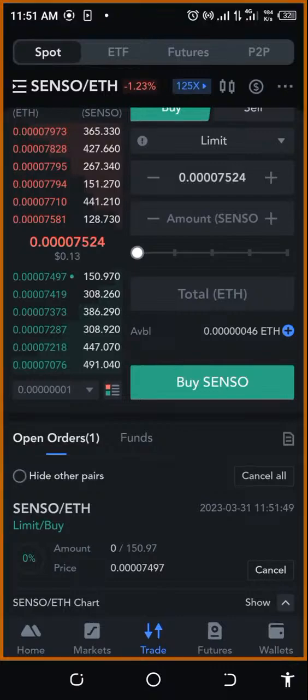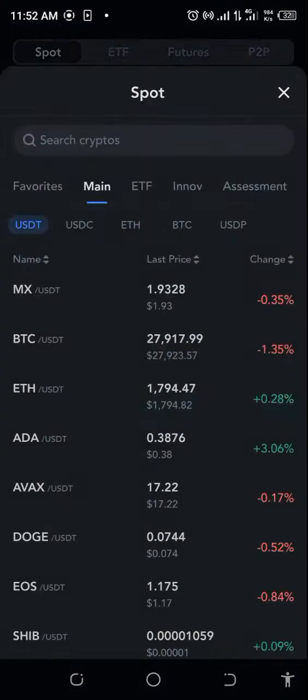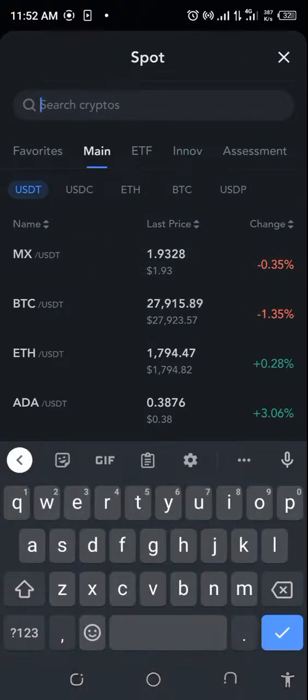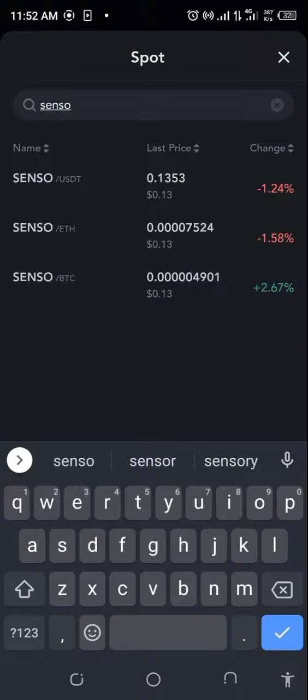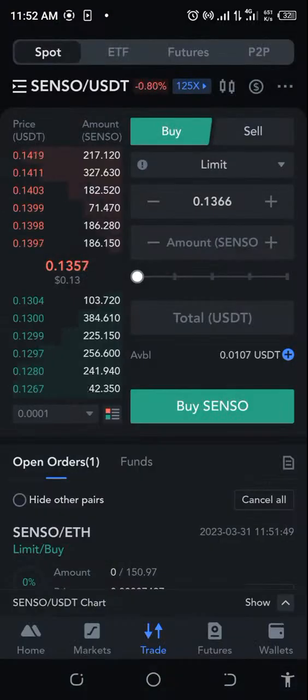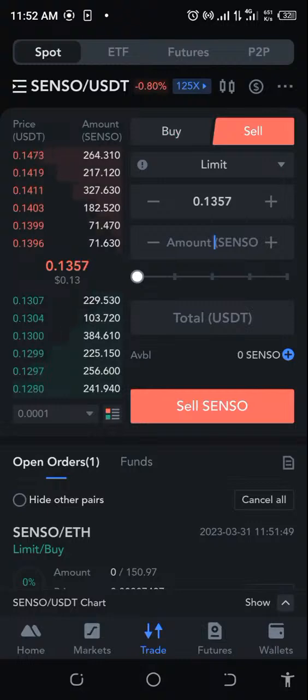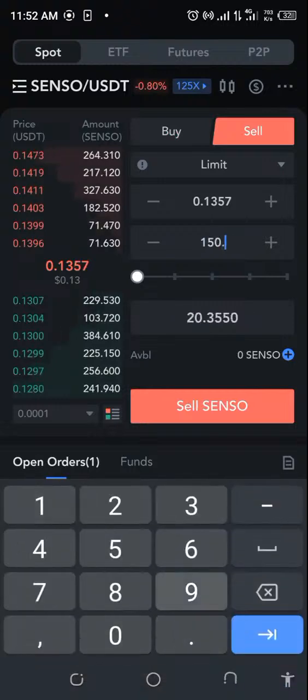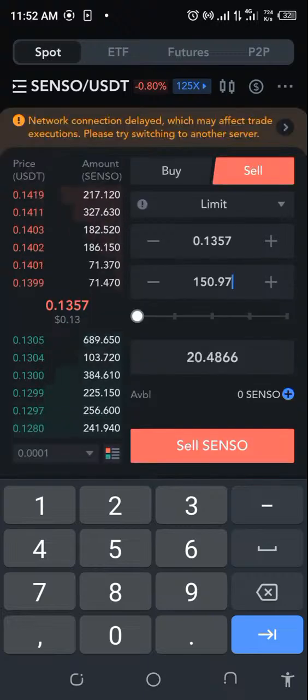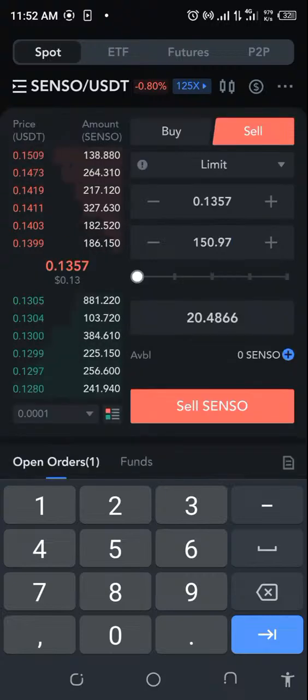150.97. Okay, let's quickly go and see if we sell this to Senso USDT, how much we're gonna make. That was 150.97. Whoops, we're gonna make 20.48. Yikes. Nothing really interesting, right? But anyways, it's still profit. At least we started out with 20.32, so it's still profit.